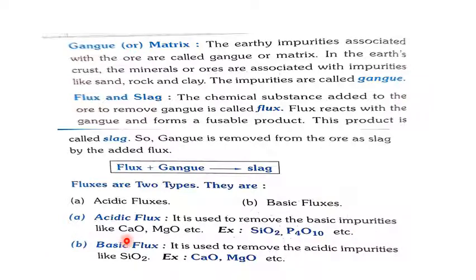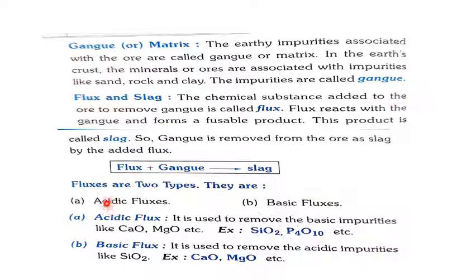And similarly, basic flux, same. Metal is extracted from the earth crust. That metal contains acidic impurities like SiO2. That is removed by fluxes like CaO and MgO. These are the basic fluxes. Means metal ni manam earth crust nunchi extract chesinappudu daani lopala acidic impurity unnatlayite acidic impurity ni remove cheyadaniki basic flux ni manamu add cheyalsi untundi. This is about the gangue, flux, slag, fluxes types, acidic fluxes and basic fluxes.